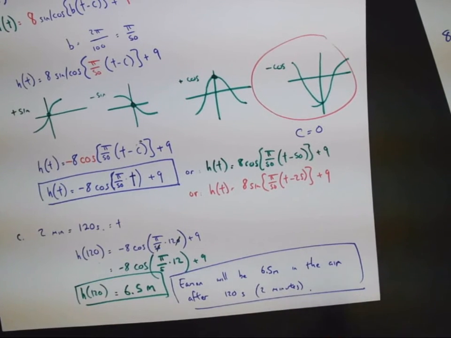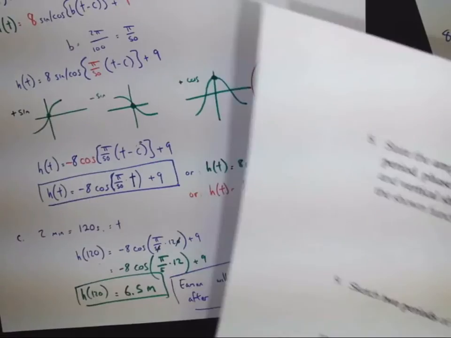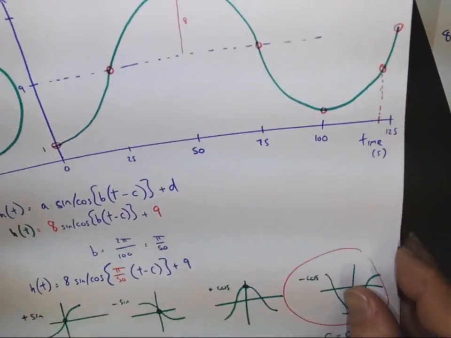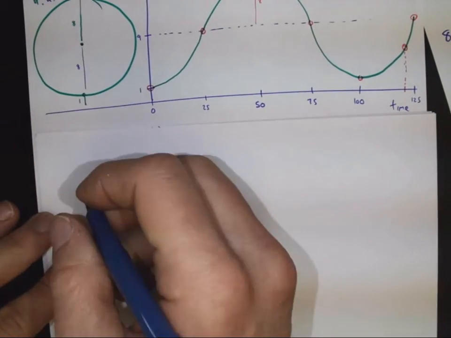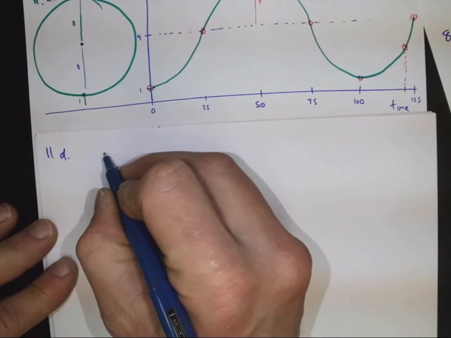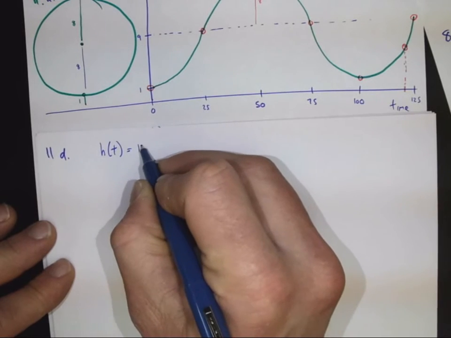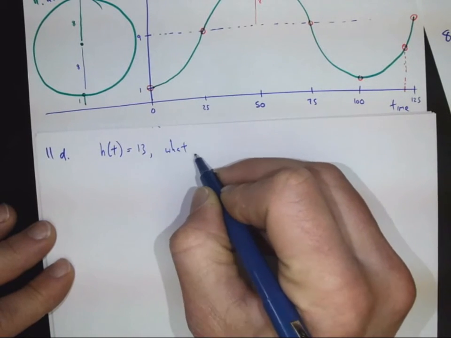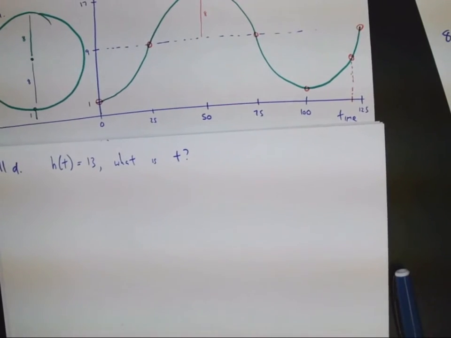All right, and last question for part 11, before we get into our proofs. At what time is Eamon 13 meters above the ground? Okay. So this question D asks, when h of t equals 13, what is t? So when is he 13 meters above the ground?